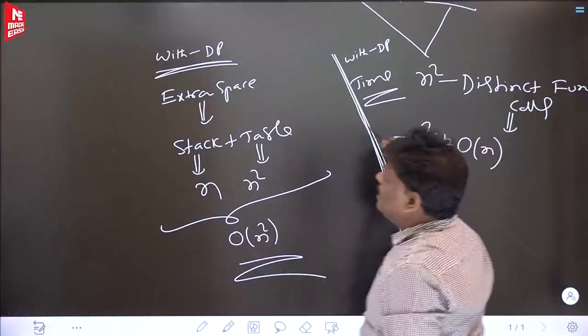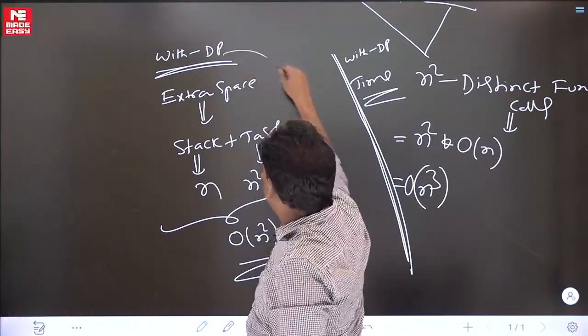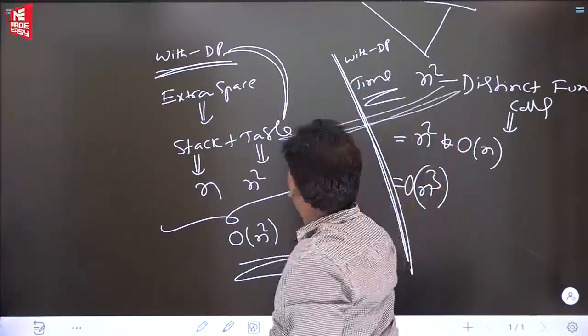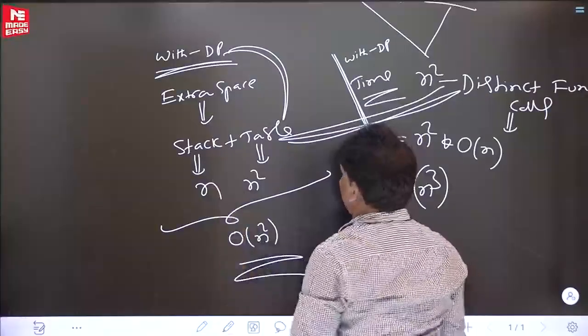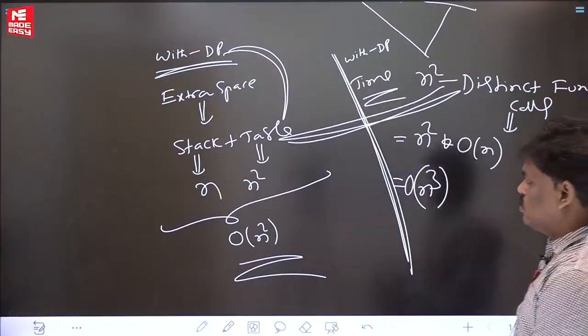With dynamic programming, extra space is stack plus table. Because of dynamic programming, a table will come. Table size is based on distinct function calls. Stack is the same as it is. So n plus n square, which is n square. So please be careful.